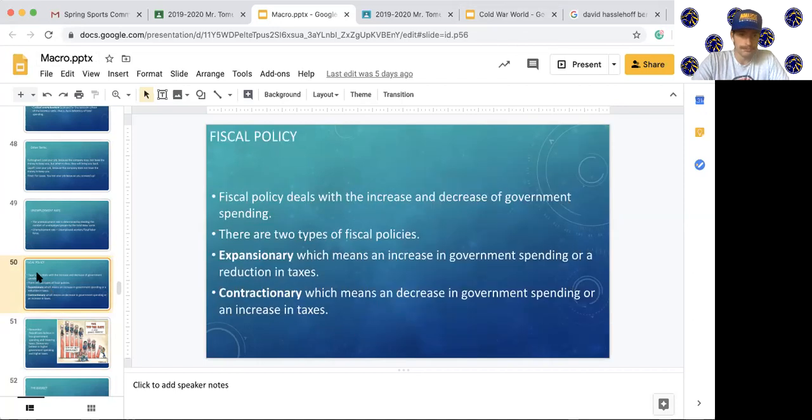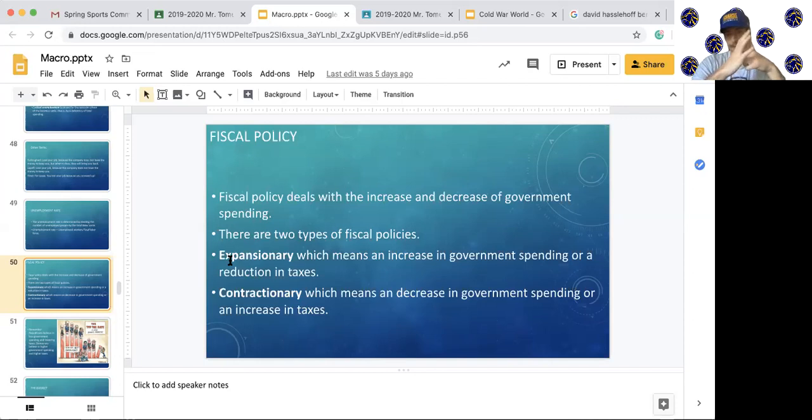And so there's mainly two types of fiscal policies. There's expansionary, which typically means an increase in government spending, or it can mean a reduction in taxes, because there's either going to be more government spending or a cut in taxes. Depending on how you use it, expansionary can mean those things, or contractionary, which means a decrease in government spending or an increase in your taxes. So contractionary is taking away money, right? And expansionary is giving you money. Think of it that way.